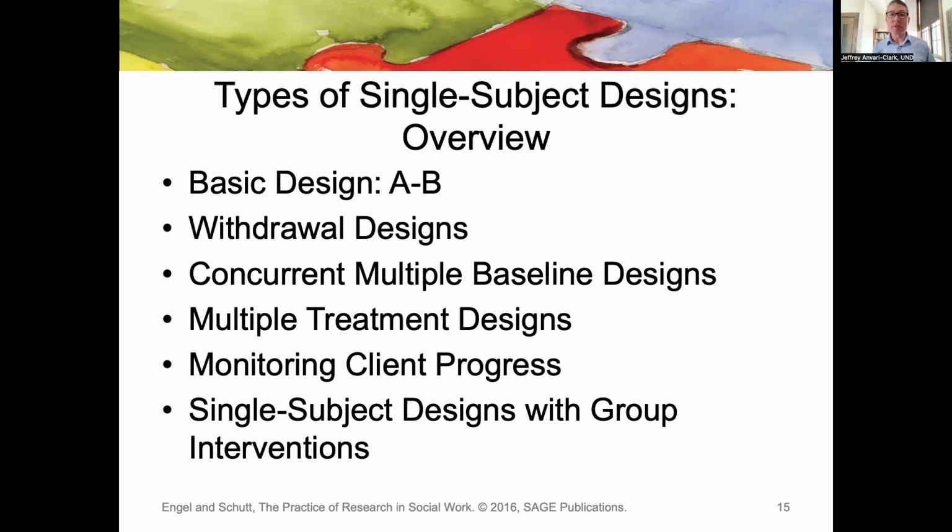Now, there's different types of single subject designs. The most basic one is where you have your baseline of A, and then your intervention period would be B. Then you can have the withdrawal design, and we'll explore a little bit of what that one has. We've got concurrent ones that happen at the same time, multiple treatments, and ones where we want to simply monitor the client process. And then you can even do it with a group, okay? Even though it's multiple people, it's one group.